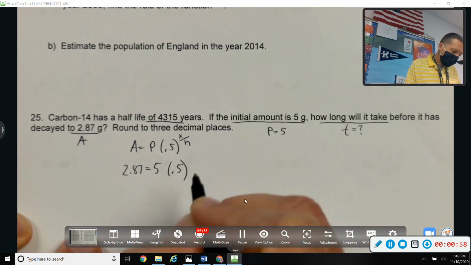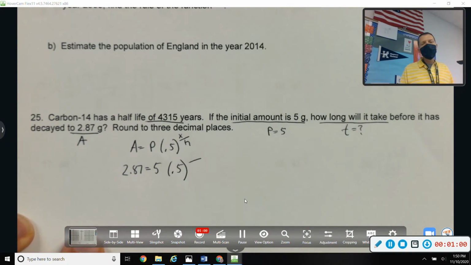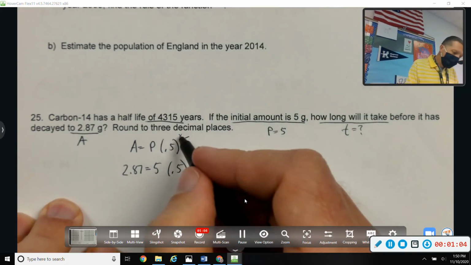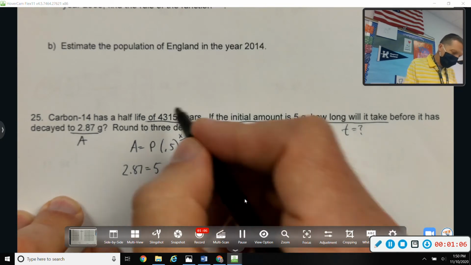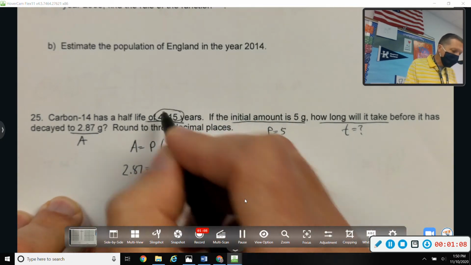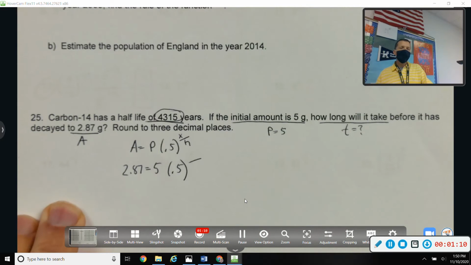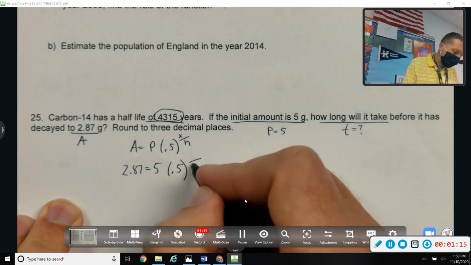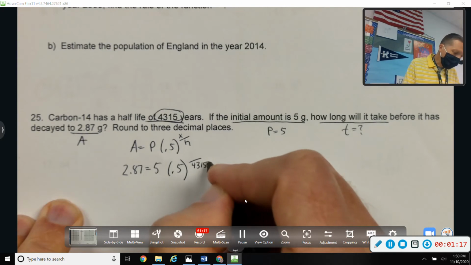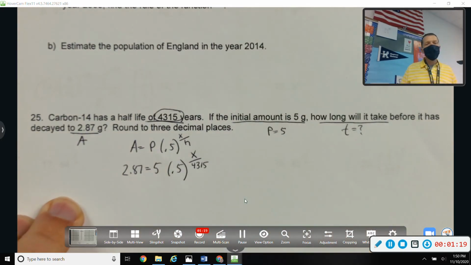0.5. Okay, here's the catch for all of these that people struggle with: who's X and who's H? Or I guess maybe a better question is, what do I do with 4315? Is that the X or is that the H? That's the H. That's the half-life. How long we're going to run the experiment for is X. That's what we're trying to find.